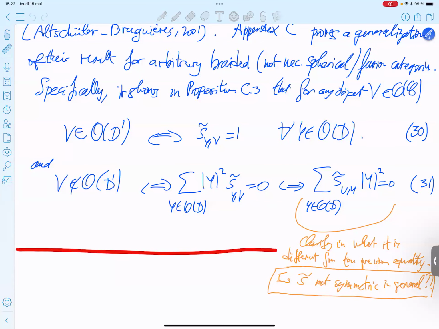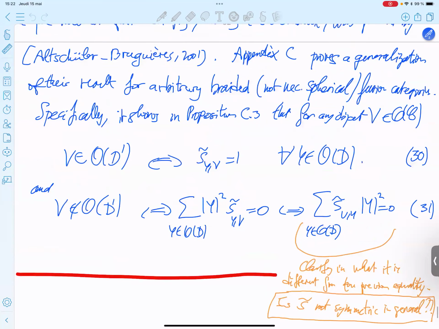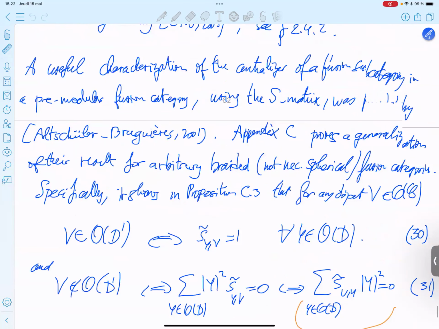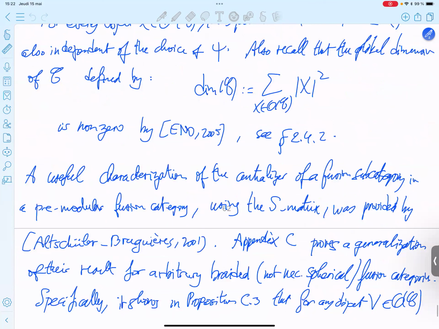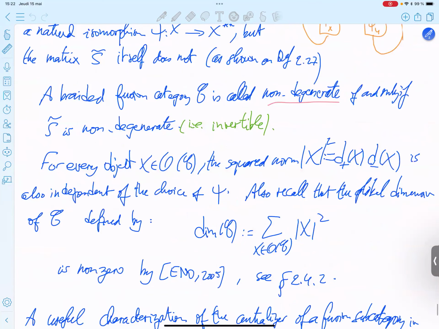Okay, so today is session 16 in the first semester of this class on braided fusion category. Okay, so last week we started the section on centralizer.